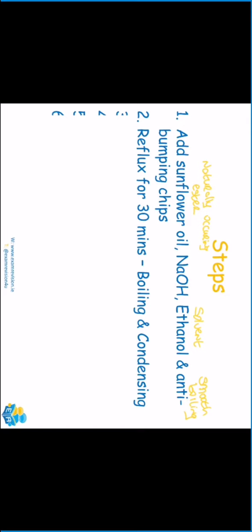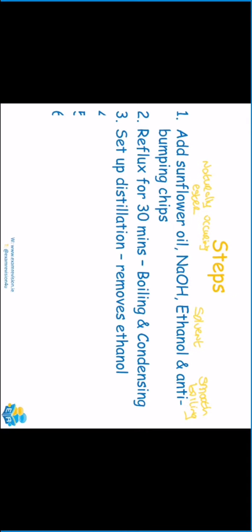The system is then set up for reflux for about 30 minutes. Reflux is a process where the liquid in your pear-shaped flask is boiled and then is allowed to condense back down into the pear-shaped flask. Reflux is used to help prevent a loss of vapor, and it helps prevent the reaction from drying out.